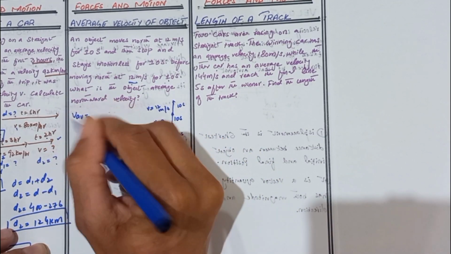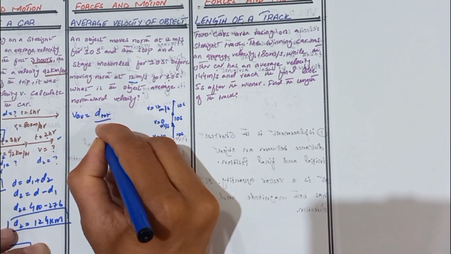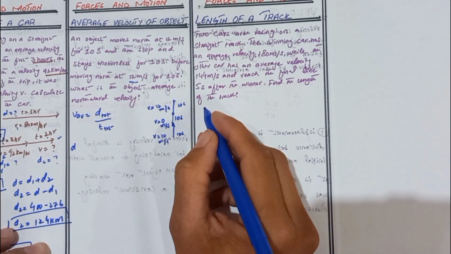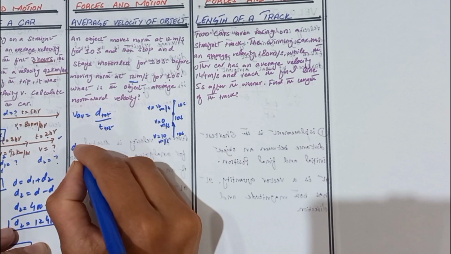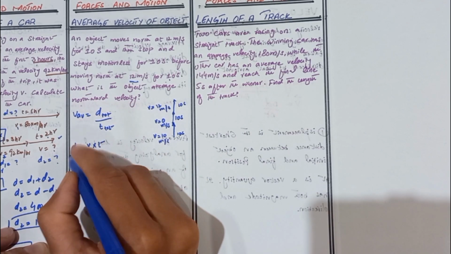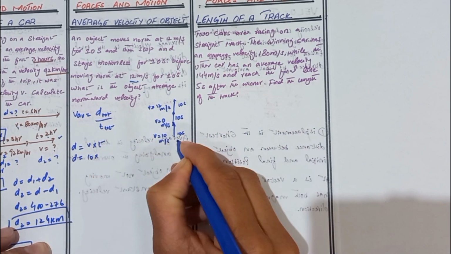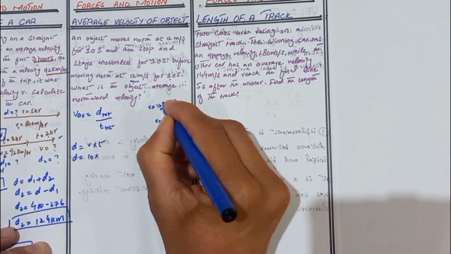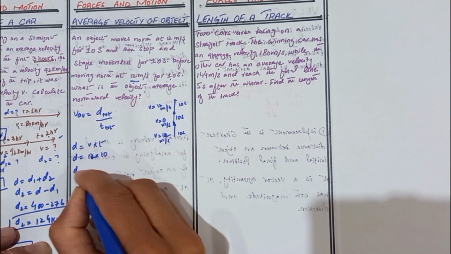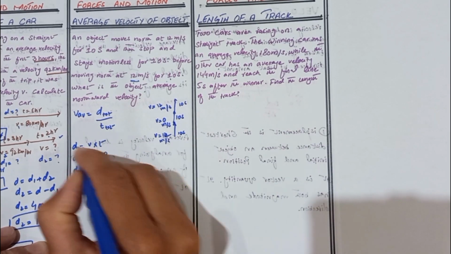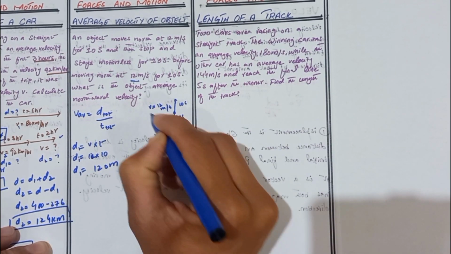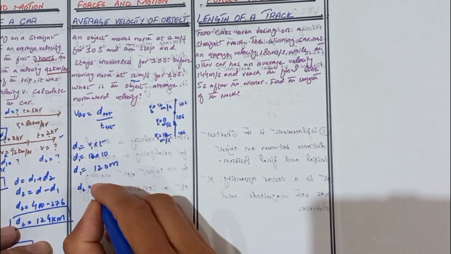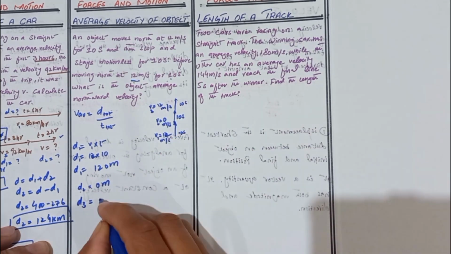We know that the average velocity formula is total distance over total time. So here we calculate the total distance. d is equal to velocity into time. Velocity is 12 meters per second for 10 seconds. So d1 is equal to 120 meters. This is v1, v2 and v3. Then we calculate d2 that is equal to 0 multiplied by 10, that is equal to 0 meters. d3 is equal to again 120 meters.